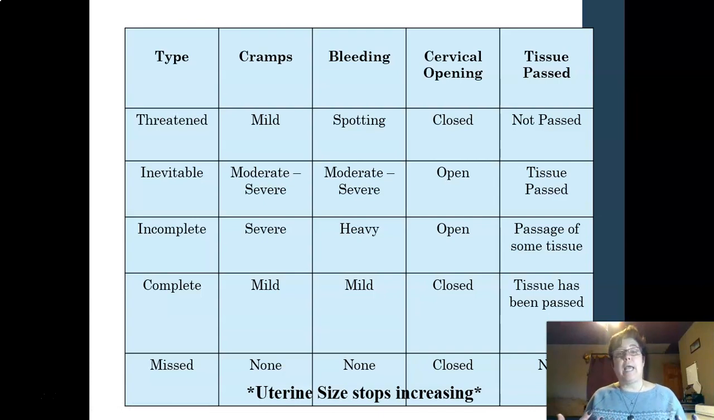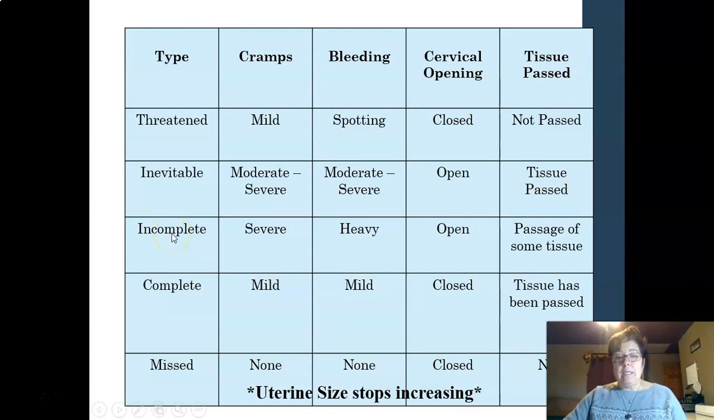An inevitable spontaneous abortion is just that, inevitable. Inevitable means it's going to happen. There is nothing we can do to stop it, unfortunately. So when the woman comes to seek treatment for an inevitable miscarriage, her cramps are going to be more severe. She's going to have more bleeding. The cervix is open, and she will probably say that she passed some kind of tissue, okay?